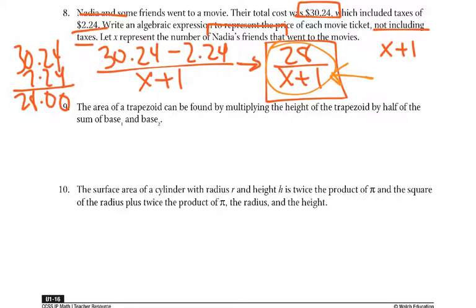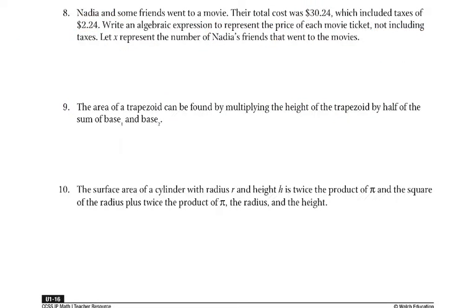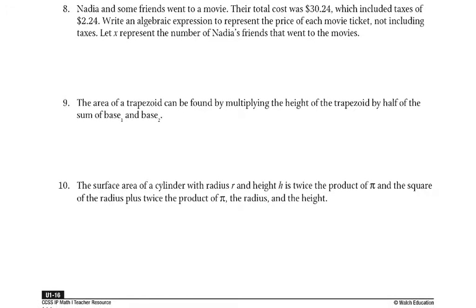Alright, number 9. Okay, so number 9. The area of a trapezoid can be found by multiplying the height of the trapezoid by half of the sum of base 1 and base 2. Now you see those little crazy 1s and 2s? Okay, when we're dealing with those, they are called subscripts.